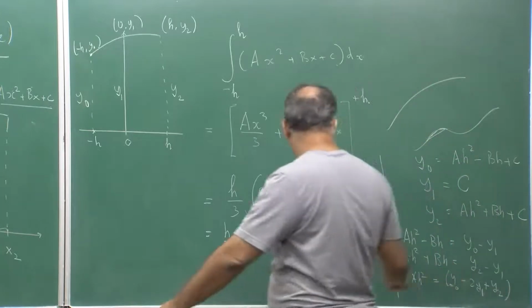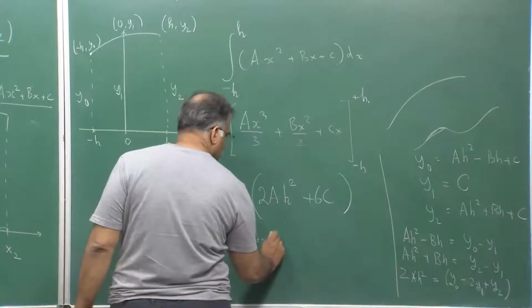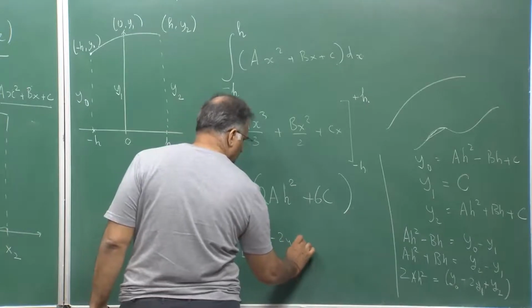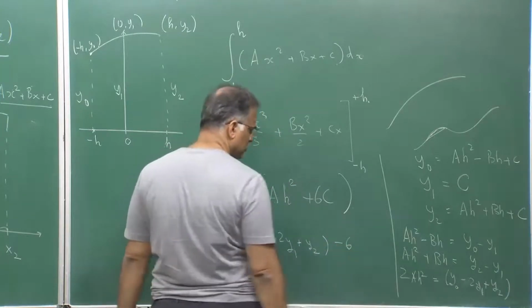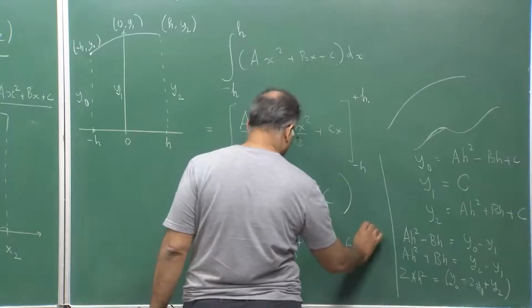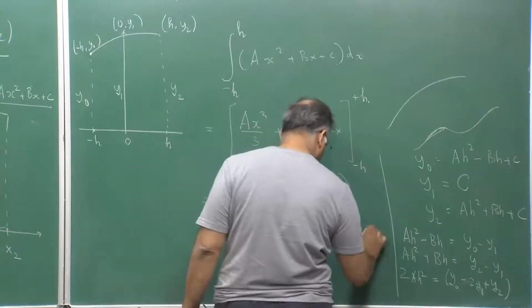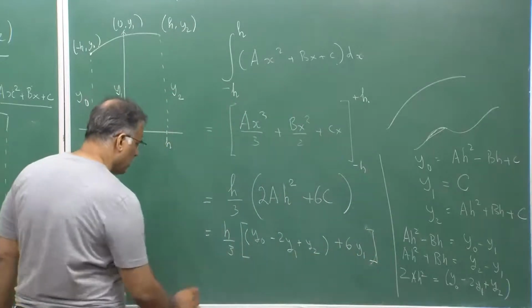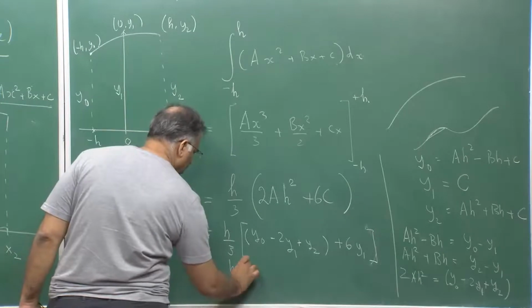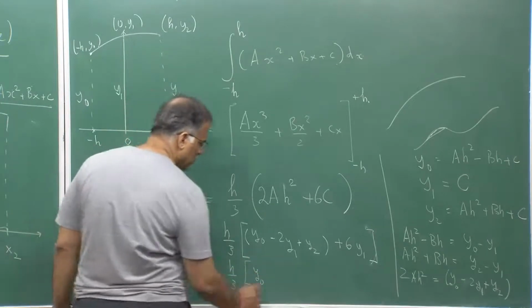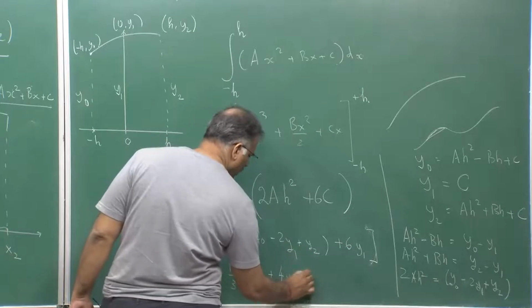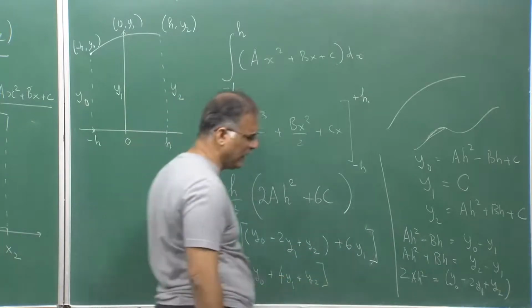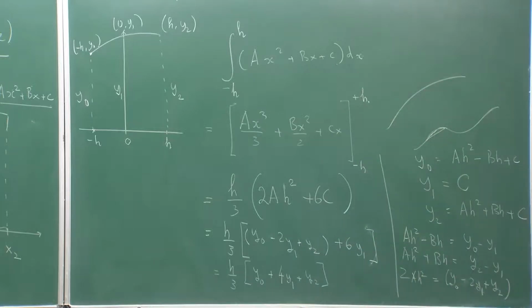So, you have y0 minus 2 y1 plus y2 minus 6, plus 6 y1. Oh, it looks dangerous. So, what is my game? It is h by 3 times y0 plus 4 y1 plus y2. So, that is the integration.